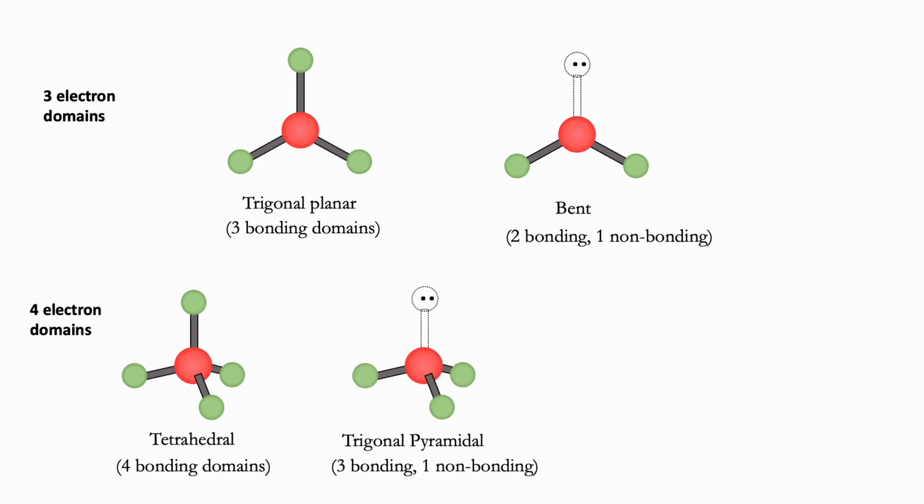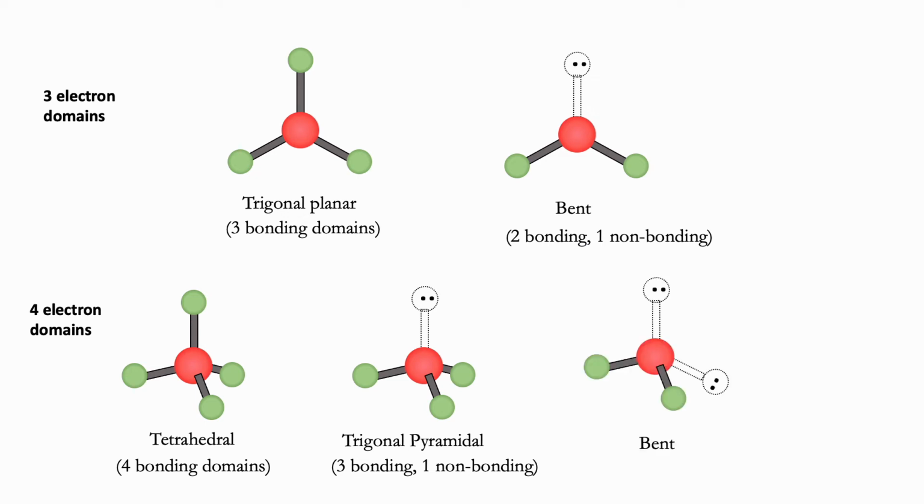If we have one non-bonding electron domain and three bonding, then we get this molecular geometry that we call trigonal pyramidal. You could see this is different from what we looked at earlier, where we only had three bonding and no non-bonding domains, because this one is actually not planar. It forms a very flat pyramid.